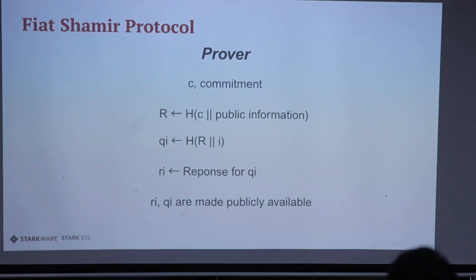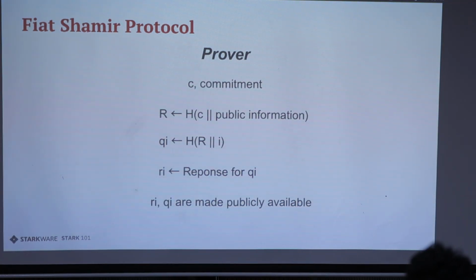Now the verifier wants to actually verify that the prover did everything correctly. So what the verifier does is first, the hash function is publicly known to everybody. Public information is also known to everybody. So the verifier will compute R, which is just the hash of the commitment appended with public information. Then it will follow the same process as the prover. It will verify that query Qi is actually obtained by hashing R appended with i. And then using the commitment, it will verify a response for every query.